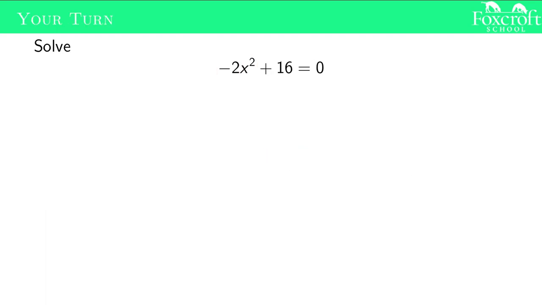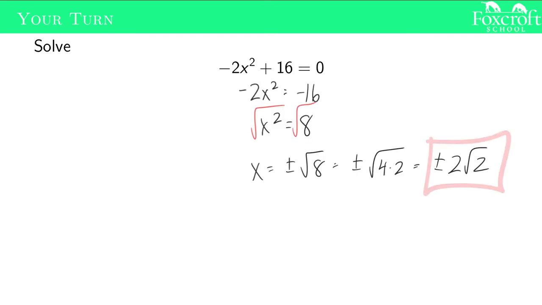All right, so here's one for you to try on your own. Negative 2x squared plus 16 equals 0. And here's the answer I got. So I subtracted 16 first. And then again, it's really important you keep track of your negative signs. So I'm subtracting 16, so it's a negative there, and dividing by -2. So that negative and that negative cancel to give me +8.